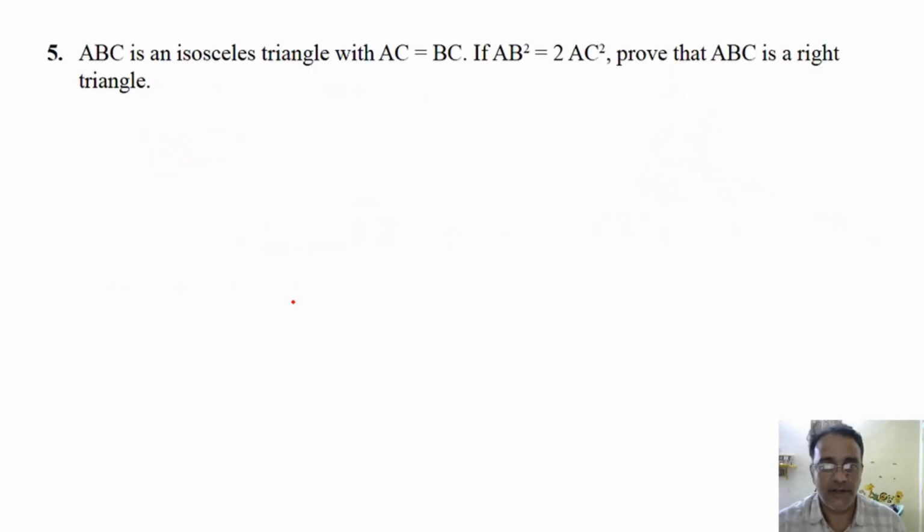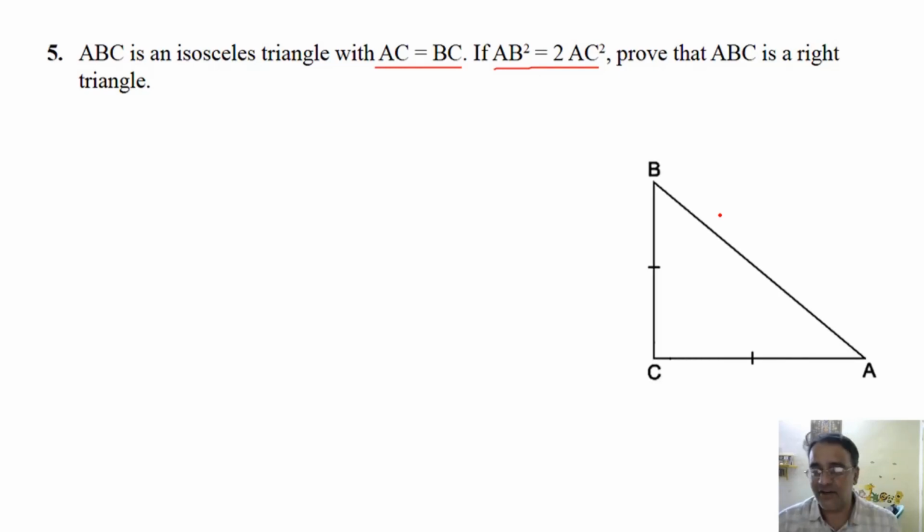No, sir. Okay. Now we'll move towards question number 5. ABC is an isosceles triangle with AC is equal to BC. If AB square is equal to 2 times AC square, prove that ABC is a right triangle. Okay, एक rough figure draw कर लेते हैं. In this triangle, these two are equal. And what is given that 2 times of AC square is equal to AB square.